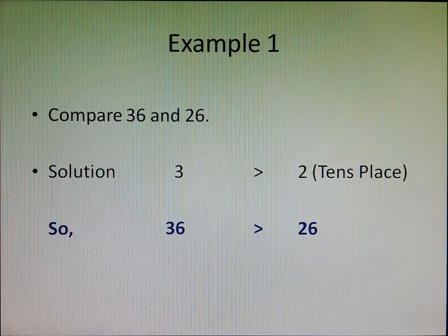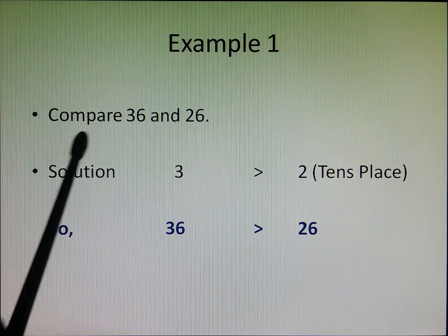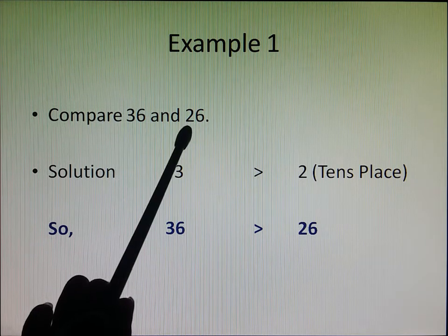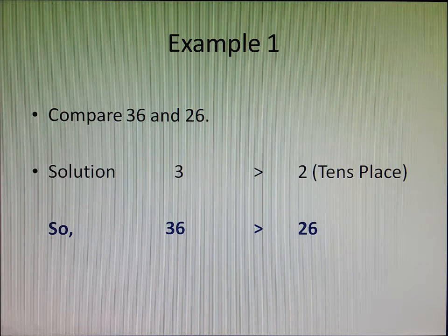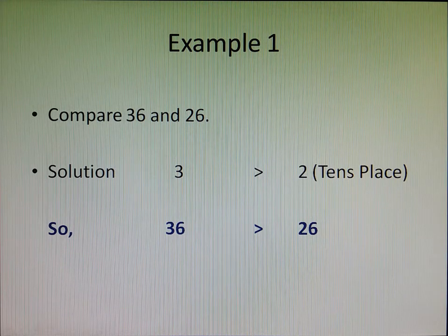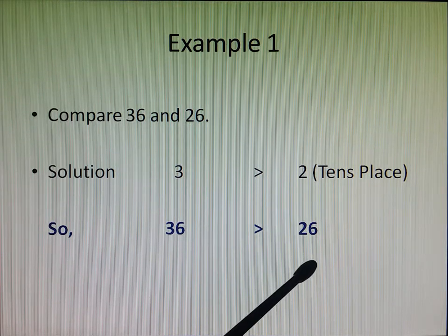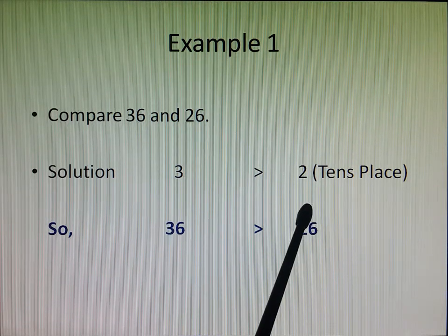So let us take some examples. Example number 1, compare the numbers 36 and 26. So let's compare both of these numbers. We will start from the leftmost place, that is the tens place. At the tens place we have a digit 3 and a digit 2. And as you know, 3 is greater than 2, so it is clear from the tens place only that 36 is greater than 26 because 3 is greater than 2.